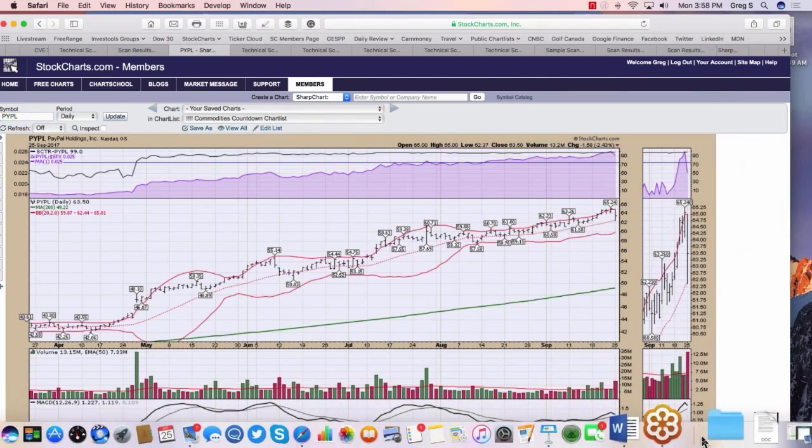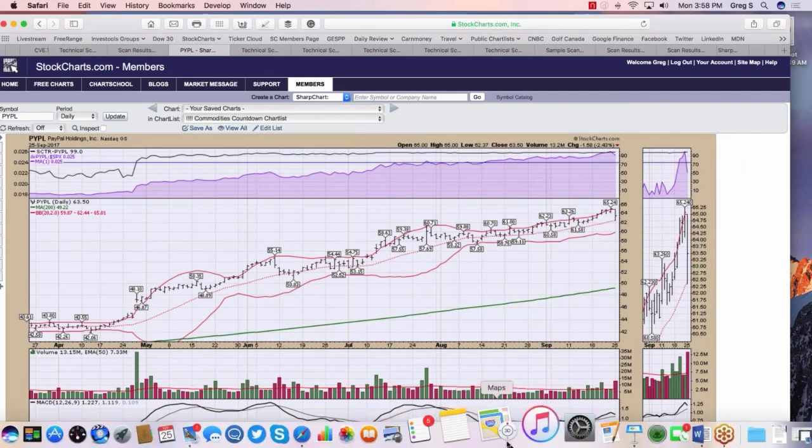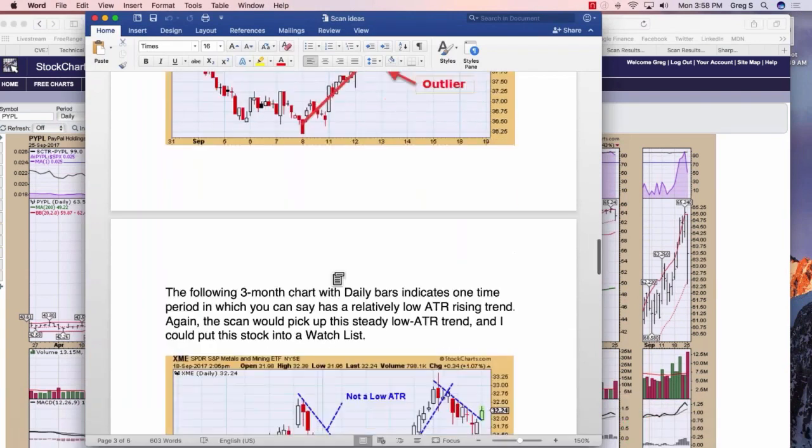Making sure that I'm looking for the Word document. Where did I put it? Did I close it the wrong way? I might have. There it is. Okay.